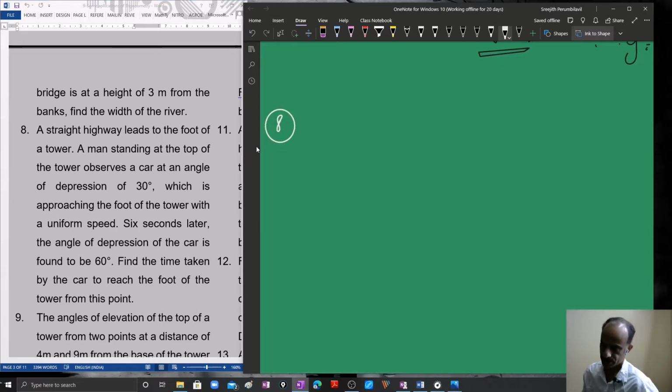Question number 8. A straight highway leads to the foot of the tower. AB is the highway. A man standing on the top of the tower observes a car at an angle of depression of 30 degrees. This is the car.